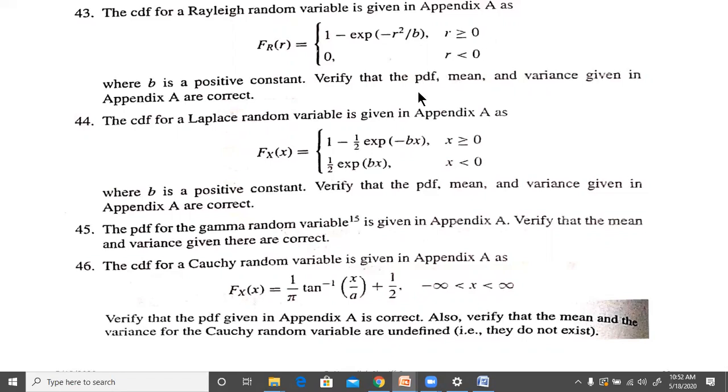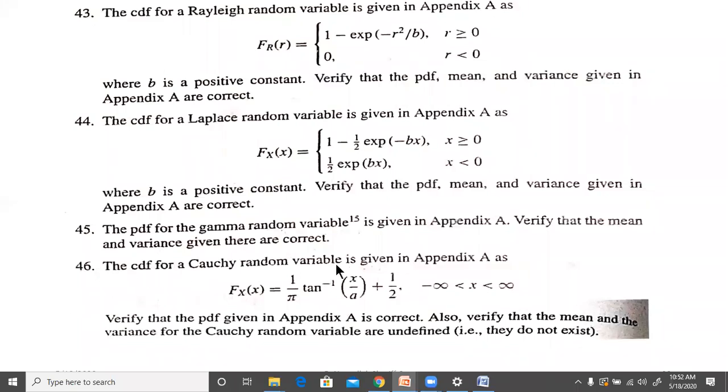So first, PDF will be the differential of this, right? This is the CDF, so differentiate this. Similarly, the CDF is given here. You need to find the PDF, that is the differential of this, and the mean and variance from the PDF. Okay. In each case, it is just the same. The PDF for the gamma random variable is given in the appendix. Verify that the mean and the variance given are correct.